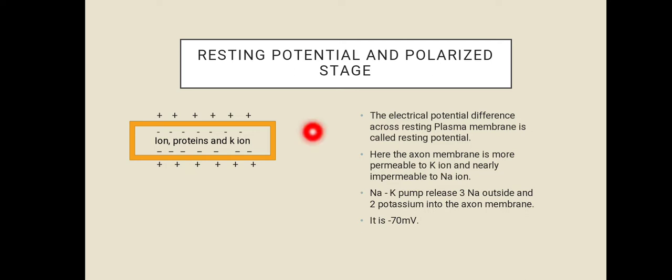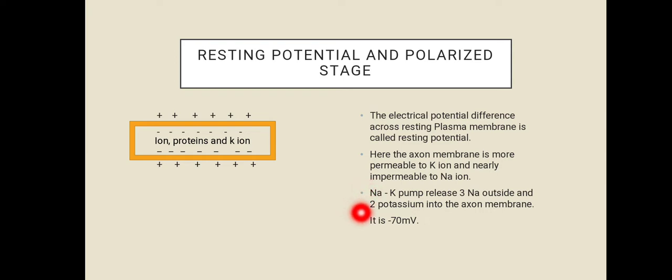Now, coming to the resting potential and polarized state. What is resting potential? When we are just sitting normally and there is no stimulus, the axon is in the resting state. In the resting state, the inner side of the axon membrane is negatively charged and the outer side is positively charged. The positive charge outside is due to the presence of sodium ions, and the inner negative charge is constituted by ions, proteins and potassium ions inside.